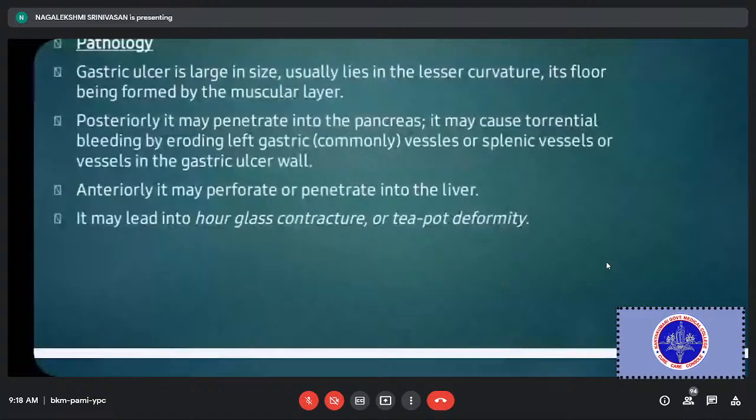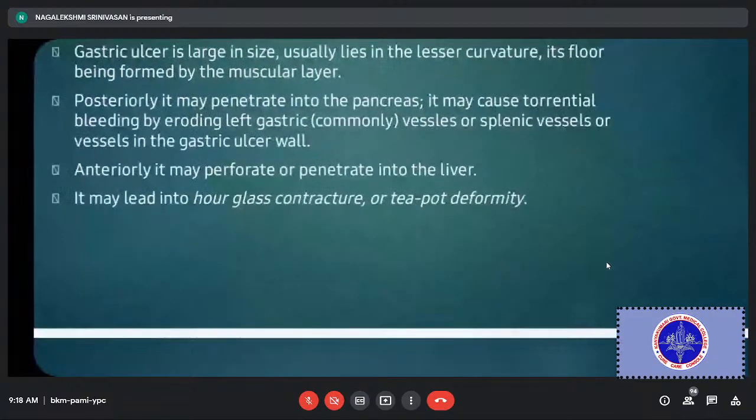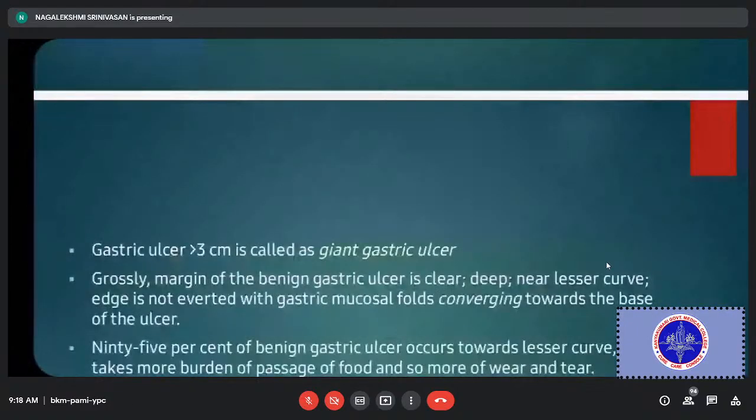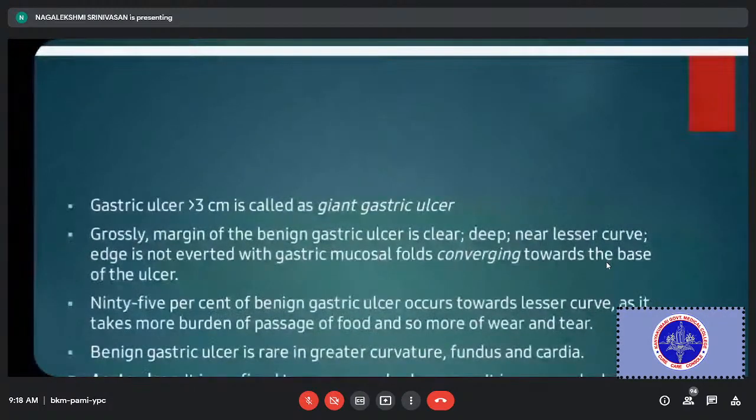narrowing of the lesser curvature, which can lead on to deep pot deformity. And next is hourglass contraction. The circumferential ulcer goes for hourglass contraction, so the stomach will be divided into 2 portions, upper and lower, because of the hourglass contraction. Whenever the gastric ulcer size is more than 3 centimeters, we call it a giant gastric ulcer.